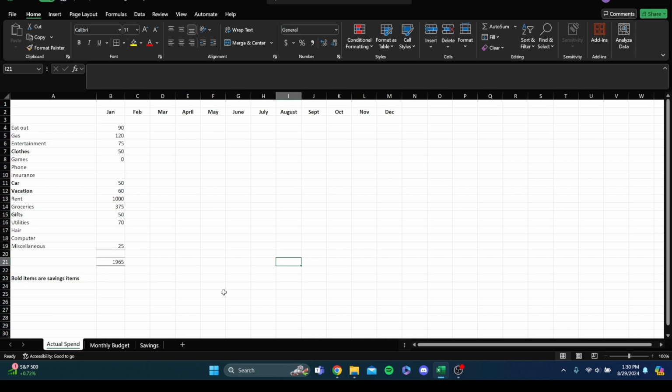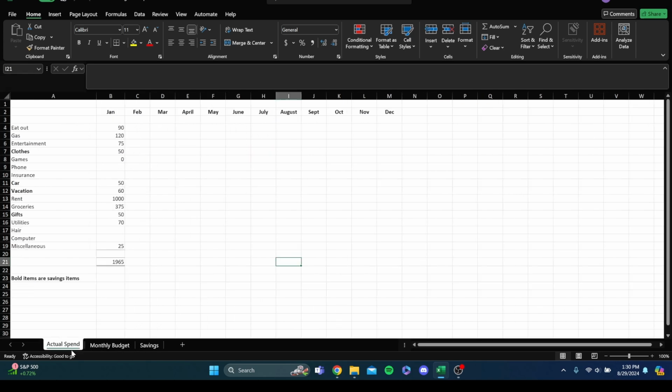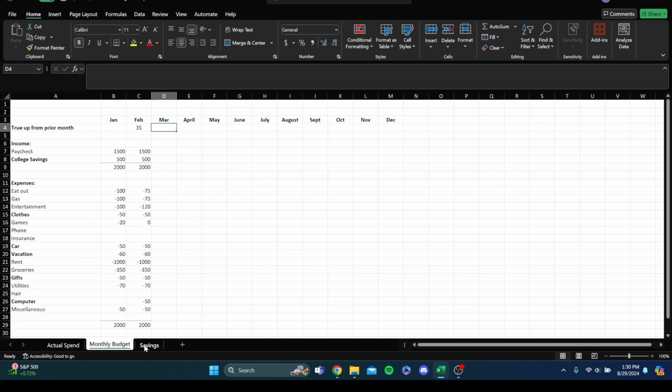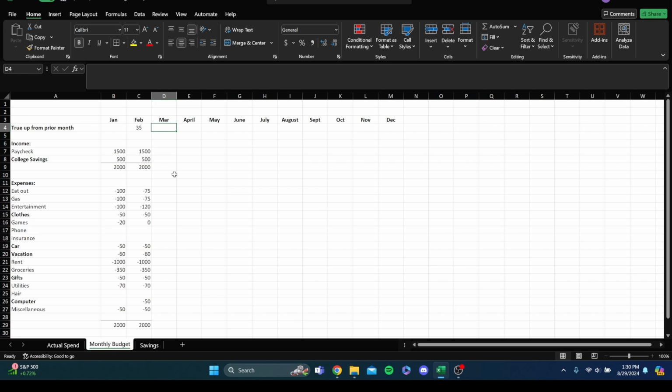And yeah, this is basically a spreadsheet. So this is the first tab, and then down here we have the second tab and the third tab. So we have actual spend, monthly budget, and savings. And we're going to start with the monthly budget because this is the bulk of your work. This is where a lot of the work is going to get done.